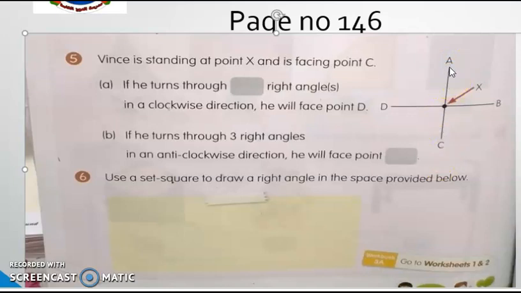So if he turns through dash right angles in a clockwise direction, clockwise means as a clock is moving, he will face point C. For facing point C, he must be here, right? And where is your finger? At A. Your starting position is at A. He said he turns through how many right angles that he must face this position D?